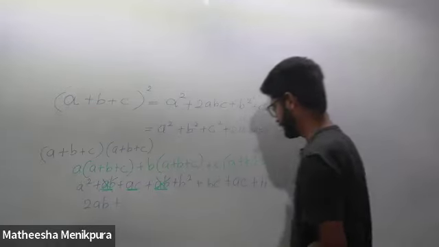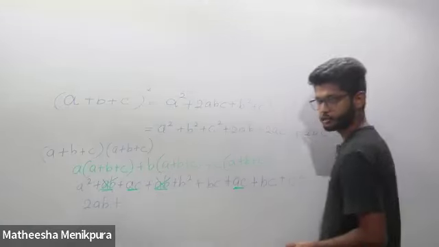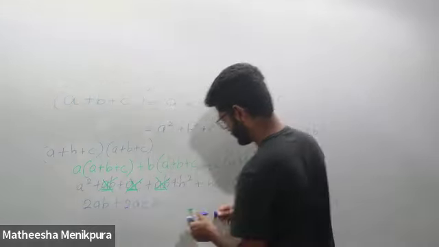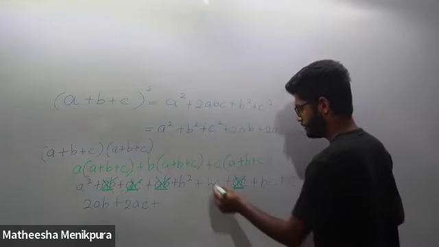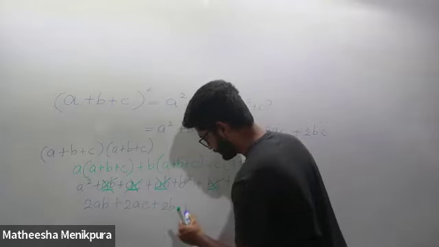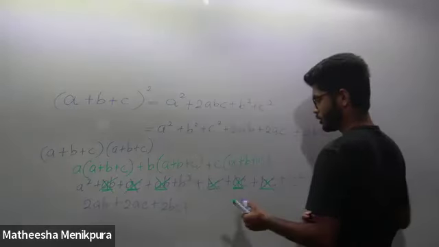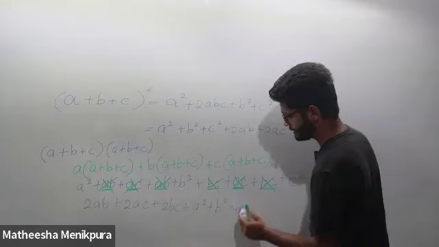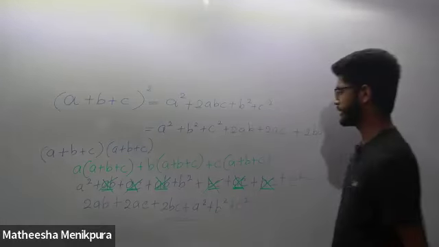We have an ac term here. Here also we have an ac term. So ac plus ac is 2ac, plus we have the same thing, bc and bc. So I can add those two, 2bc. Now that's all. We don't have any like terms in addition to them. We have a squared, b squared and c squared. So the answer is a squared plus b squared plus c squared plus 2ab plus 2ac plus 2bc. Okay, this is the correct answer.